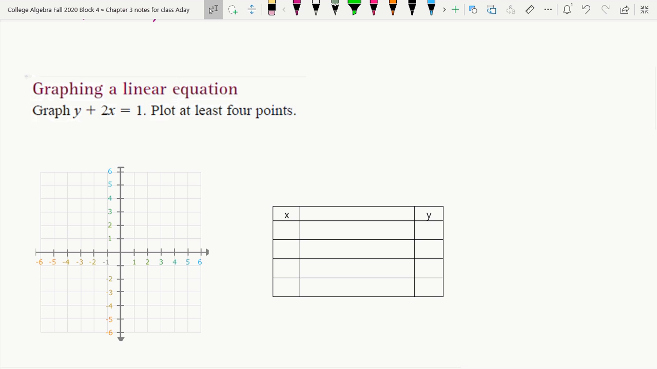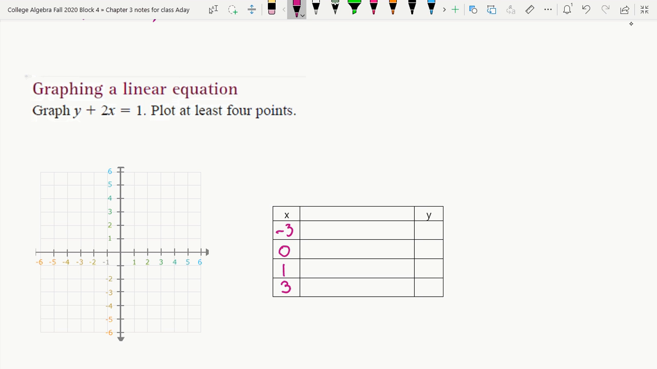If we want to graph y plus 2x equals 1, we want to plot at least 4 points. So we're going to choose some x values. Let's choose x equals -3, maybe 0, and let's go 1, and maybe 3 again. And you can choose those how you want. Try to choose some negatives and positives. Now let's find out what y is by substituting that in.